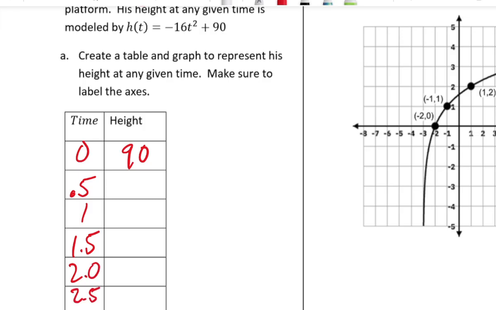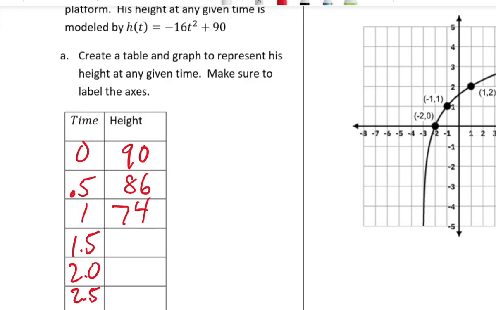And we can do this on the calculator. So I have my blue calculator next to me here. Negative 16 times 0.5 squared plus 90. And that's 86. Now, when I replace that t with 1, that's just going to be 90 minus 16. That's 74.